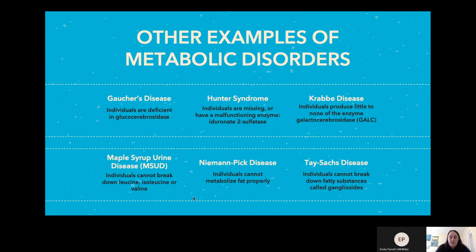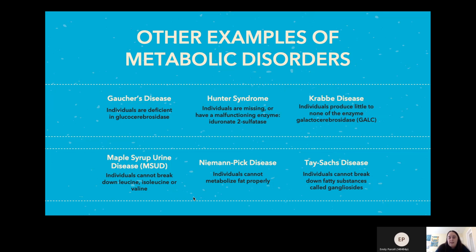Another example of metabolic disorders is Niemann-Pick disease. In this disease, individuals cannot metabolize fat properly, and this leads to a progressive loss of nerve function. It affects the brain, nerves, liver, spleen, bone marrow, and can even affect the lungs and breathing in rare cases. This disease mainly affects children, because unfortunately, a lot of children with these diseases don't live for very long.